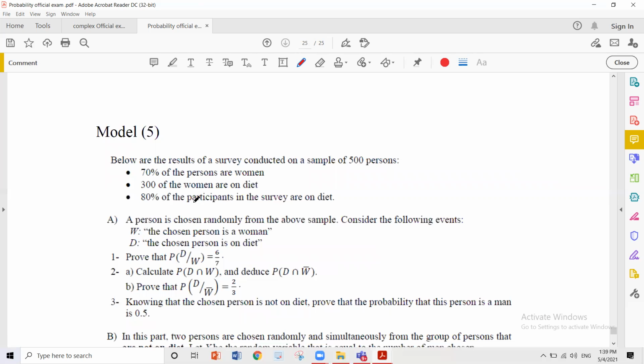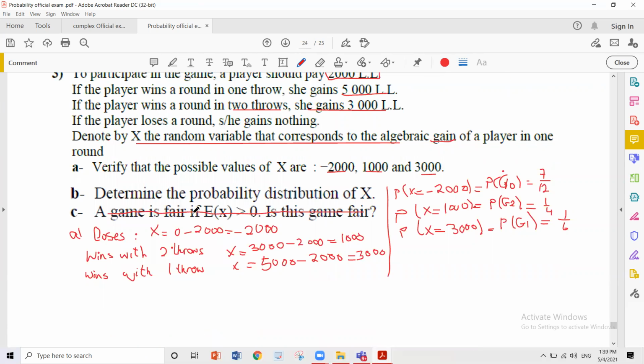But how do you do the last part? Is it a little difficult? It's not required this year. No, it's not difficult. In the last part you multiply minus 2000 times 7 over 12 plus 1000 times 1 over 4 plus 3000 times 1 over 6. You get this number. This is E of X. It's like an average? Yes, it is the average.